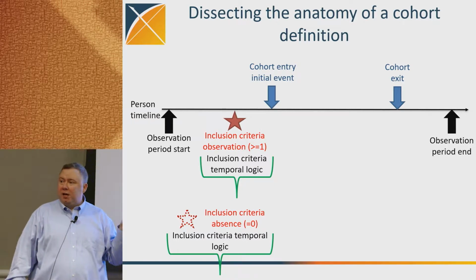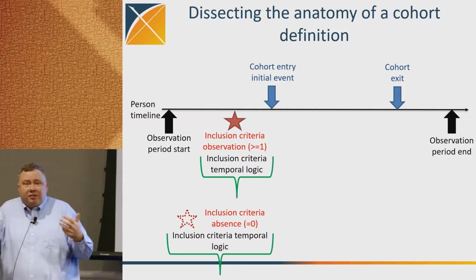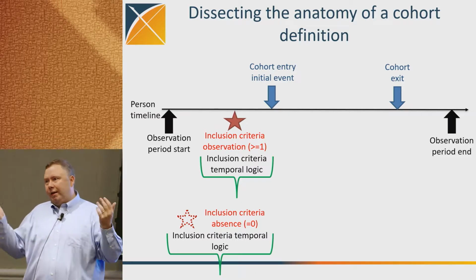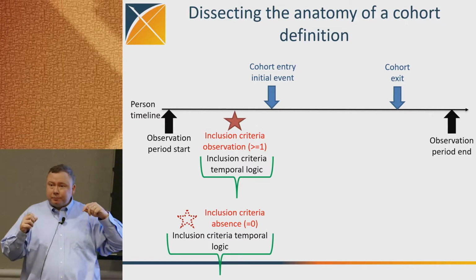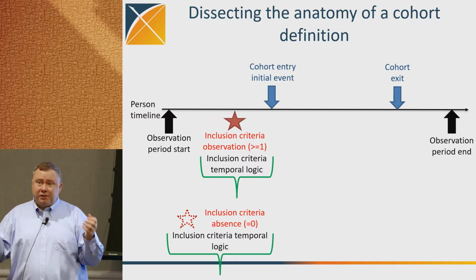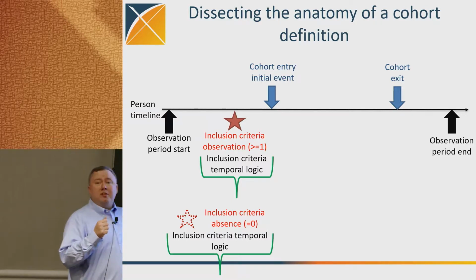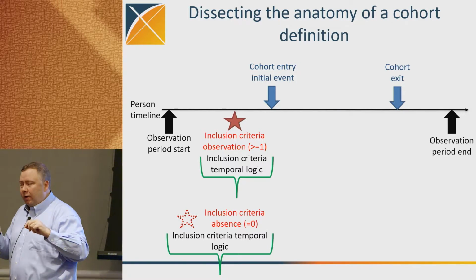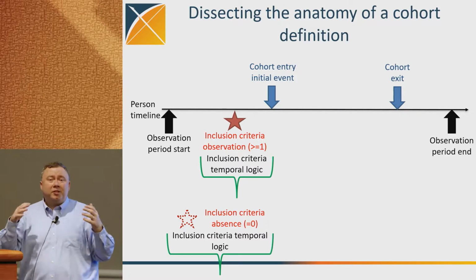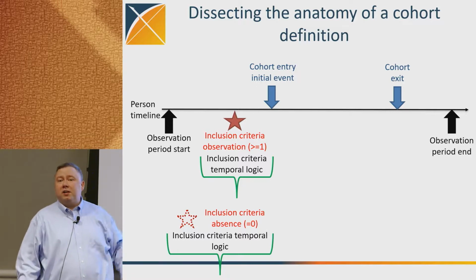I could leave because I stopped taking the drug. I could leave because I've had some censoring event, like I died. I could leave because I've left the database. Whatever the reason is, we would like to have a definition that allows us to know when someone enters the cohort and when they leave the cohort. This regularly comes up as people saying, I don't really care about this cohort exit thing. It just kind of seems like an unnecessary step.